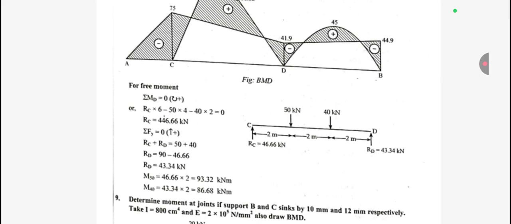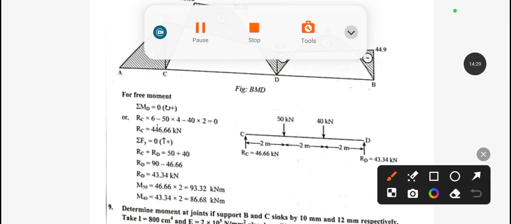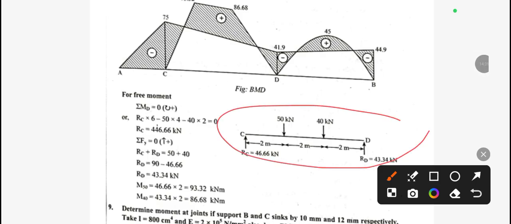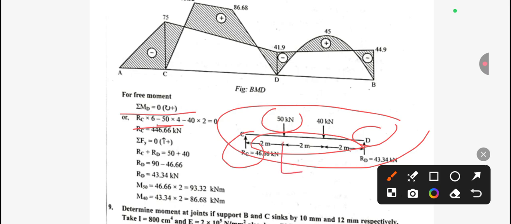Okay, and now for the free end, you can see here we have given the frame for C to D. Okay, and taking moment at D, summation of moment at D, taking clockwise positive, and for RC the total distance is 8. So RC into 6, and for this 50, this is anti-clockwise, so take a negative value. This is a 4 meter distance, and for this 40 this distance is 2 meters, and from here we get the value of RC.